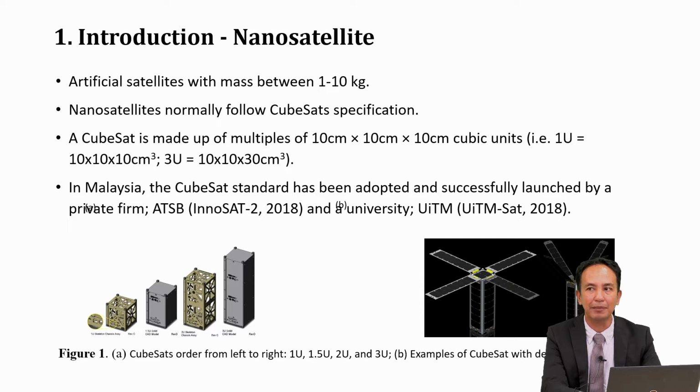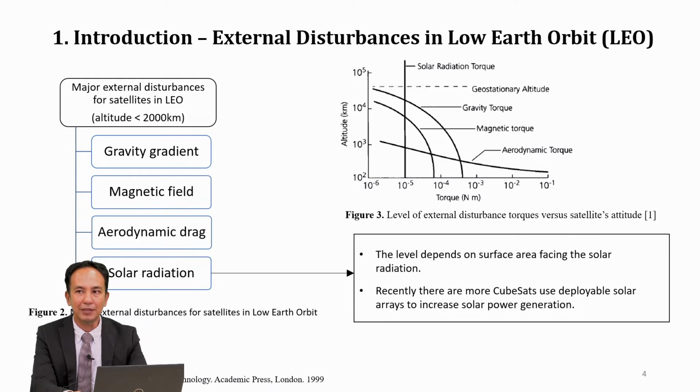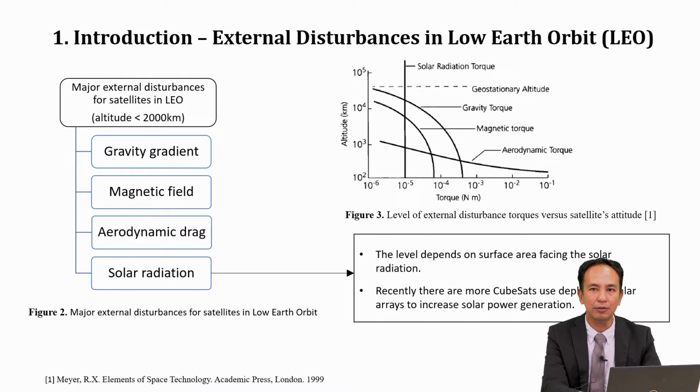CubeSats are great because they are made from standard, low-cost, readily available parts that allow universities and other teams to launch their very own missions in outer space. In Malaysia, the CubeSat standard has been adopted and successfully launched by a private firm, ATSB, and a university, UiTM, both in 2018. Currently, most nanosatellites are deployed in low Earth orbit, or LEO, which have altitudes ranging between 250 km to 2000 km from the Earth's surface.